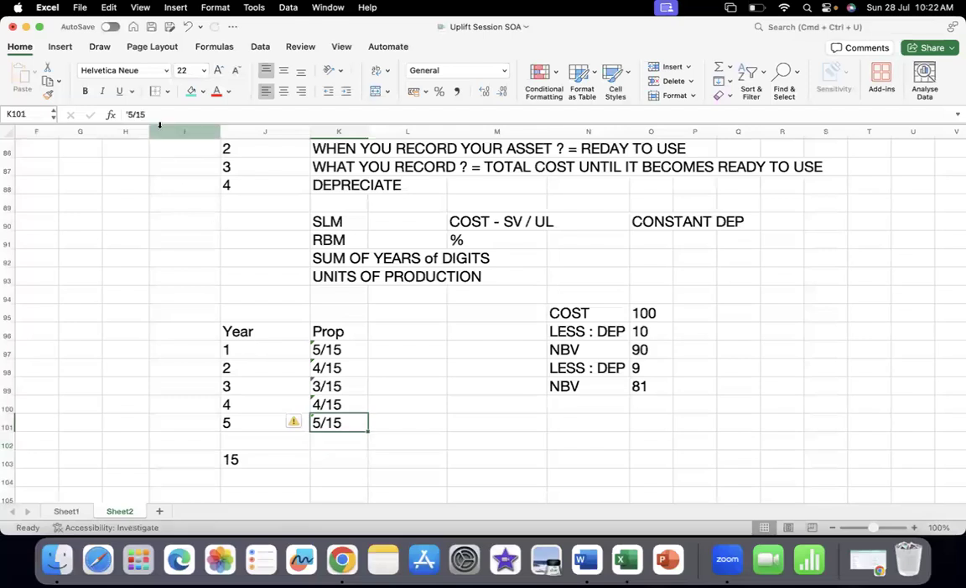Oh, sorry, not 5. It should be 1 by 15. This is your proportion. There would be a cost of the asset which would be constant, and then whatever you get is your depreciation figure for that year.